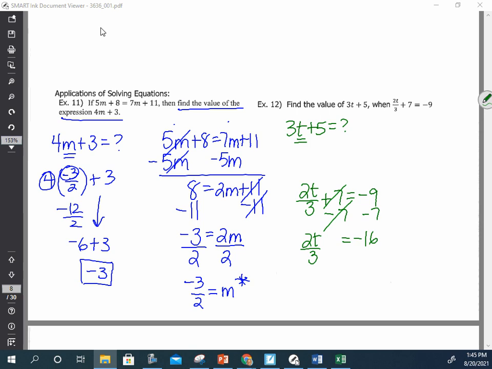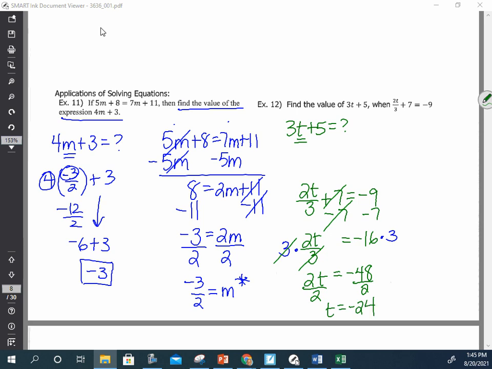Now, there are a couple ways that you can solve out the problem from here. The way that I'm going to use is a fraction is another way of representing division. The opposite of division is multiplication. So take both sides and multiply times 3. So if we do that, the 3's drop out. You get 2t equals negative 48. Then divide both sides by 2. You have t equals negative 24.